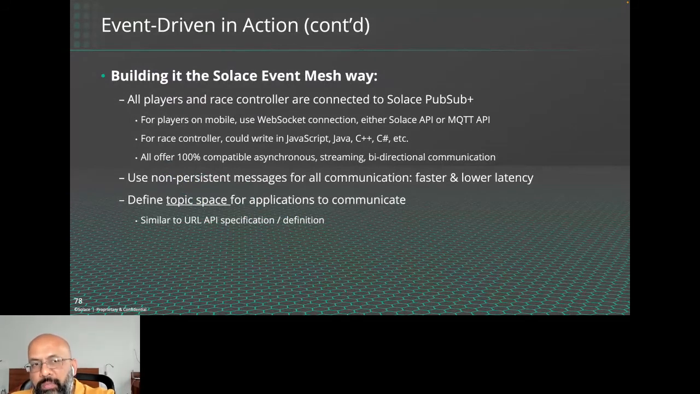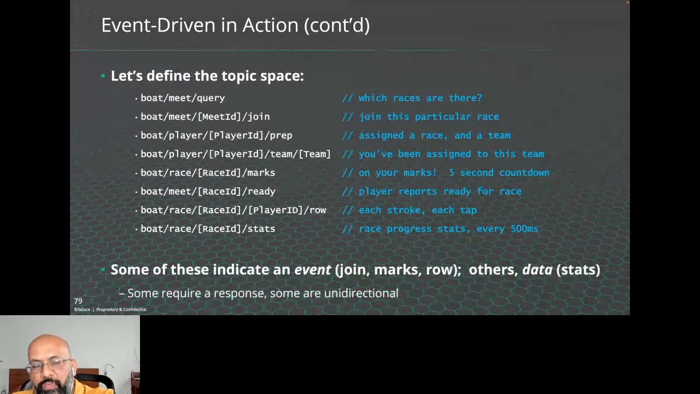When we take the Dragon board, what we have done is we have designed the Dragon board problem around topics. The boat/meet/query is a topic on which, when you publish, you're asking what races are available. And then the response comes back saying, hey, these are the races. Once you know the meet ID, you can send a request saying, hey, I want to join this race. And when the race is ready to start, the prep message comes from the broker on the third topic, board player.